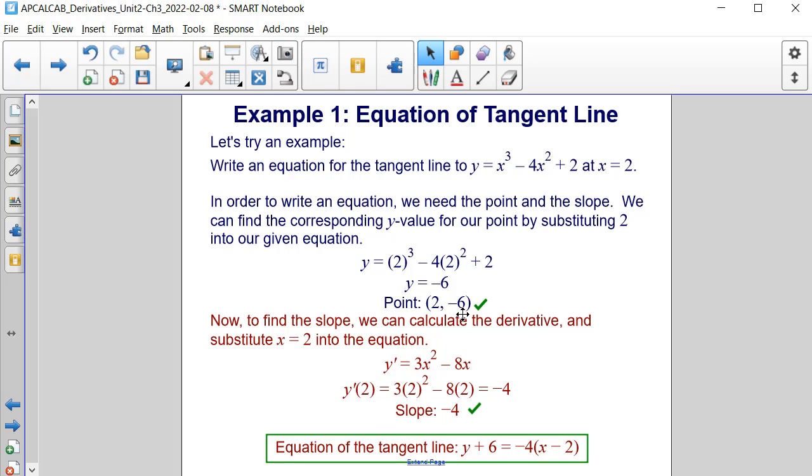So that is going to be the slope of our tangent line. Now we have our point and we have our slope, so we can write the equation of the tangent line to be y plus 6 is equal to negative 4 times the quantity x minus 2.